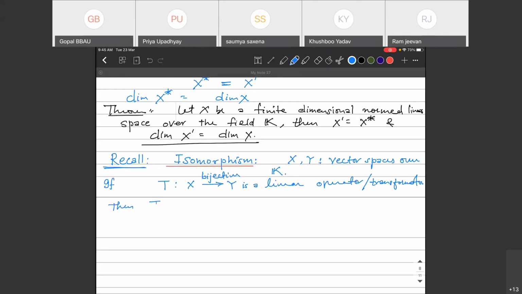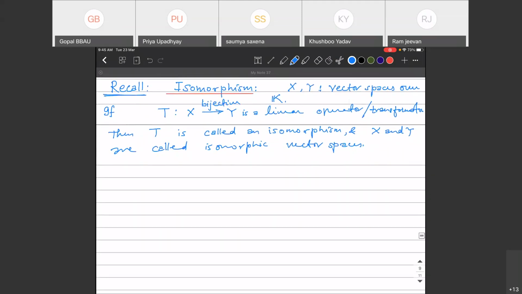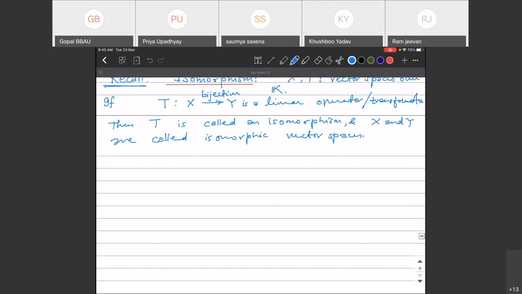If T is a bijective linear operator, then it's called an isomorphism, and X and Y are called isomorphic vector spaces. Correct? Okay. So in case of metric spaces, we have a similar thing that is called isometry. So what is isometry? Isometry is also a mapping which preserves the distances. Okay, you all know this. I'm just recalling whatever you know.